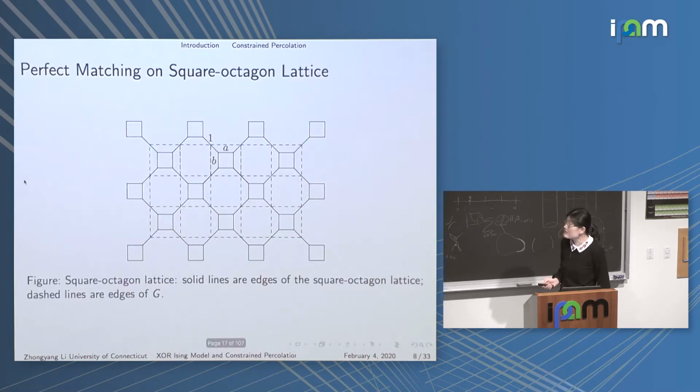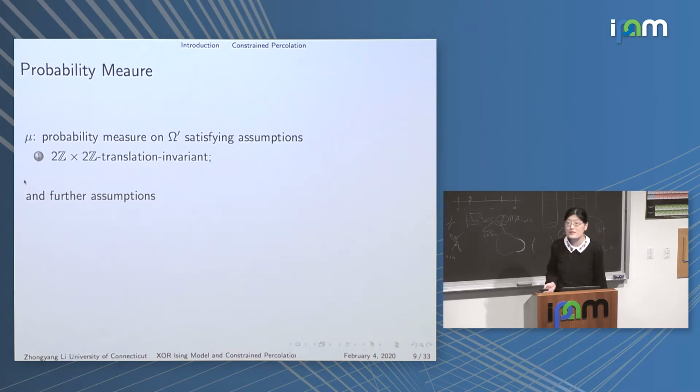Then we're going to consider probability measures on the set of all constraint percolation configurations. Those probability measures will impose some natural assumptions. First of all, we assume those probability measures are 2Z cross 2Z translation invariant. That means if we have an event, and for any configuration in this event, we translate this event by a group element in 2Z cross 2Z, we obtain a new event. This new event has the same probability as the original event. Then we say this probability measure is 2Z cross 2Z translation invariant.